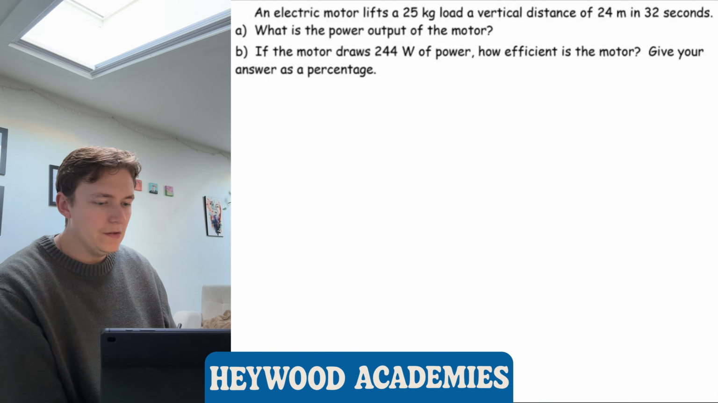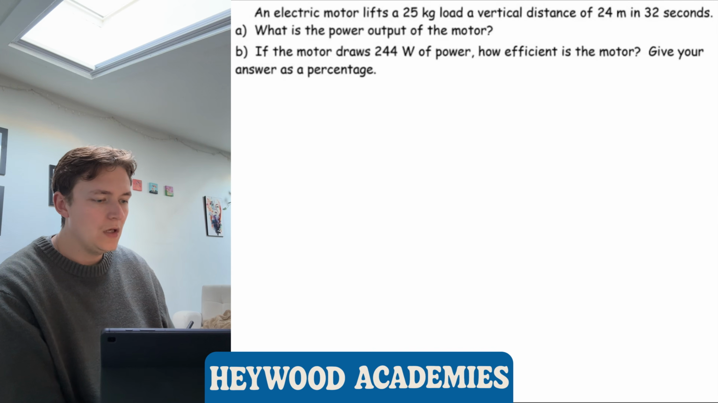Alright, an electric motor lifts a 25 kilogram load a vertical distance of 24 meters in 32 seconds. What's the power output of the motor? And then our next part is going to talk about efficiency. Okay, so power output of the motor.